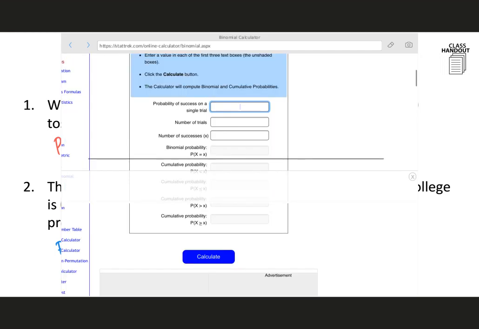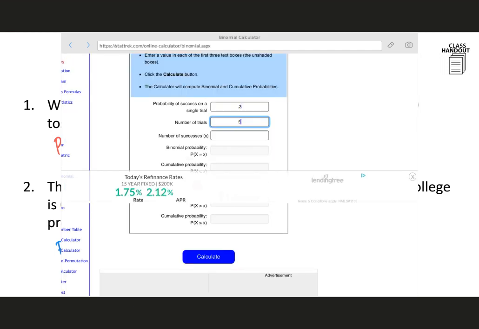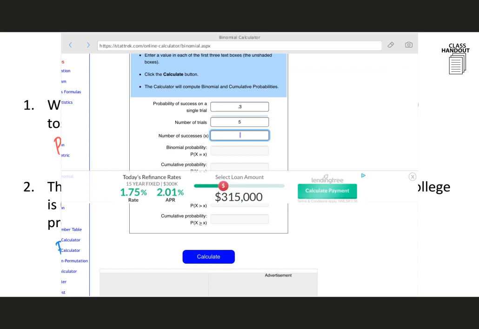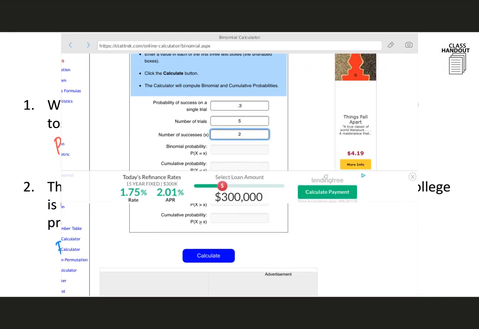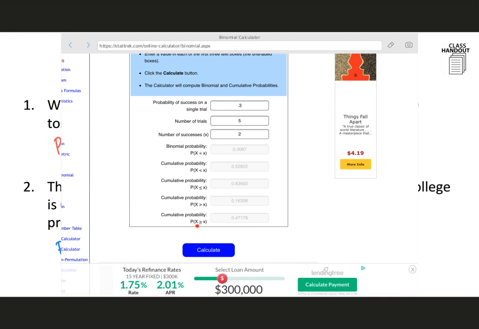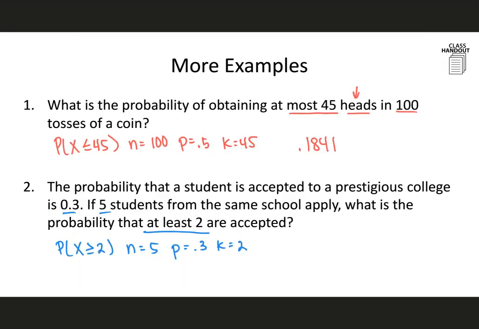So the probability of getting into the school is 0.3. Number of trials, we're looking at 5 people, and we want at least 2. So at least is greater than or equal to, it's going to be 0.4718. So the probability that at least 2 are accepted is 0.4718.